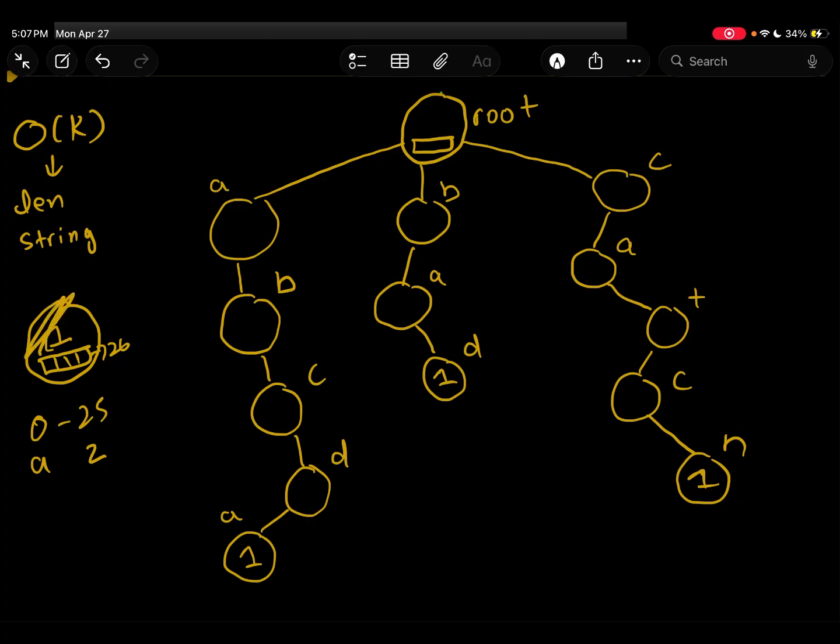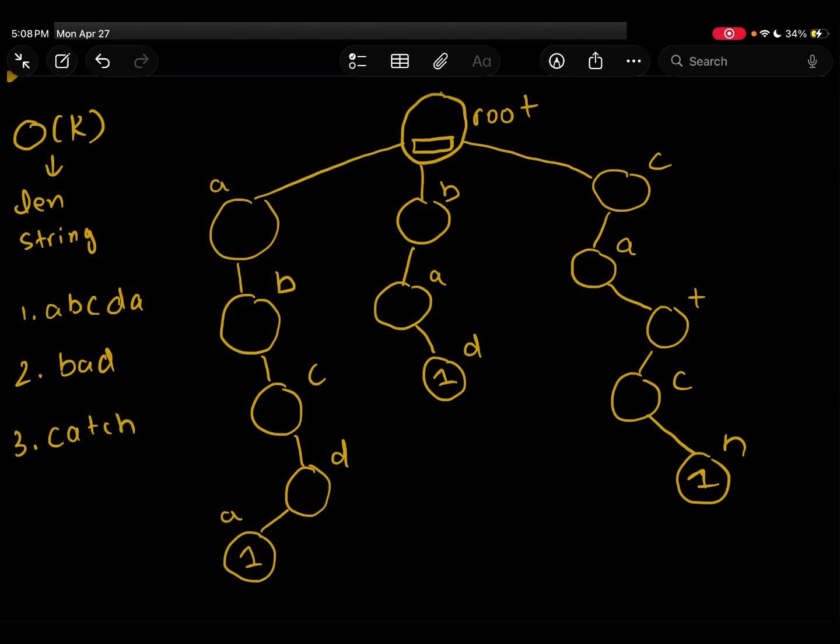With that being said, first let's identify how many words I have within this trie. The first word I have is ABCDA. Again, it doesn't have to make sense, as long as this flag variable is 1, we're good to go. The second word we have is BAD. The third word we have is CATCH.